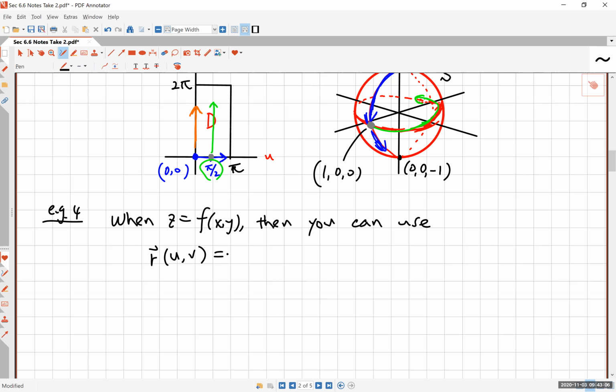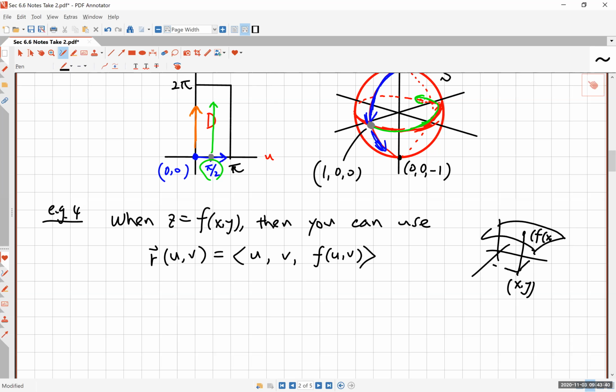Because if z is a function of x and y, what that means is that for every x and y, you have one and only one value z, which depends on x and y. So in that case, you can use the standard parameterization: let x be u, y be v, and z will be f of u v. Okay, so that's very standard. So that's a case where, for each xy, you have f of xy as your z value. And so whenever this is true, then you can always do this.